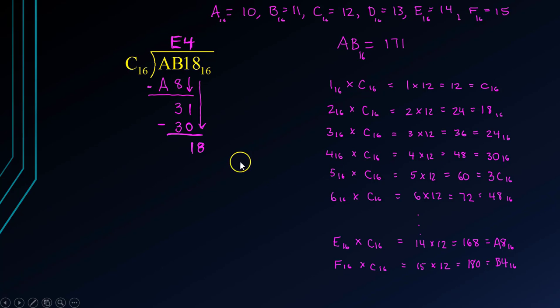And as you can see here, 18 base 16 is actually a number here. 2 base 16 times C base 16 gives me 18 base 16. So when I work that out, that's what I get. And so the answer is E42 base 16.